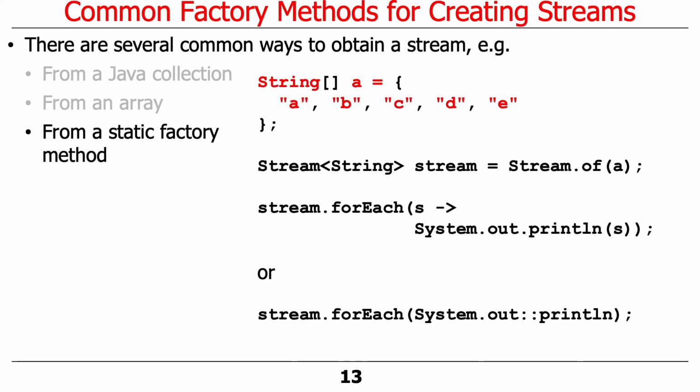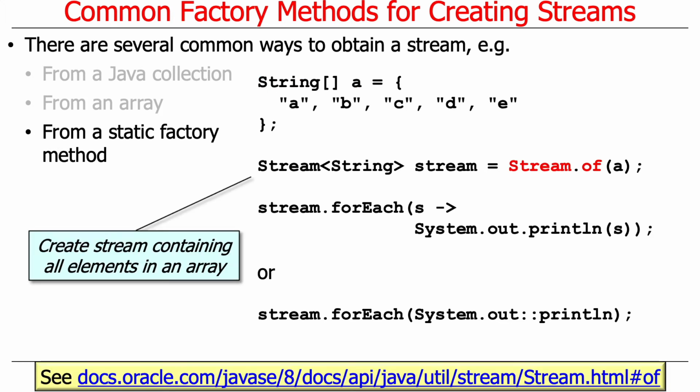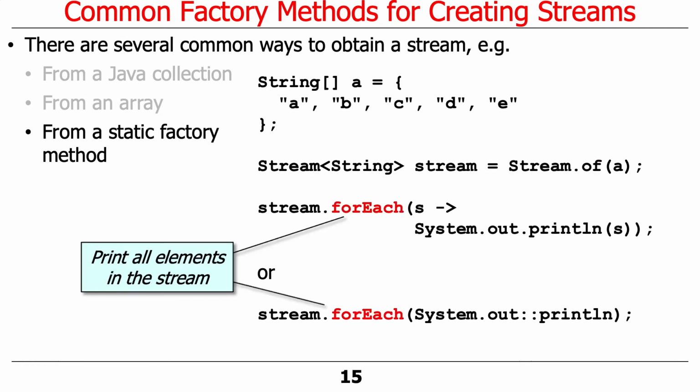You can also use a static factory method, and this is the of method I was alluding to earlier. Here, once again, we have an array of strings, and we use the Stream.of method. By design, Stream.of returns a sequential stream. In this particular case, we take that stream and print it out either using forEach with a lambda expression or forEach with a method reference. Doesn't matter. The key point is it's sequential.